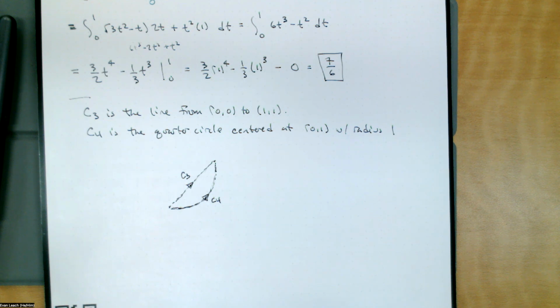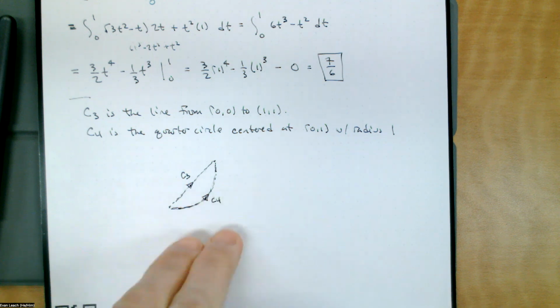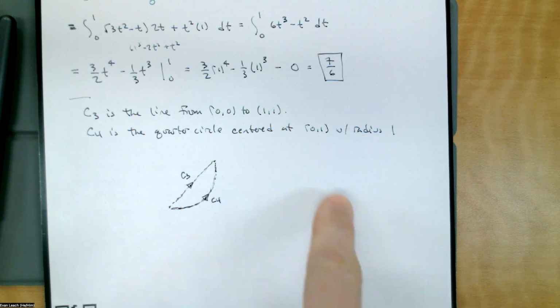Any questions? Comments? All right, so I want you to parameterize these two curves and then calculate those line integrals. I moved the center of the circle to 0, 1. So unless you want to shift the entire vector field 1 unit down, just figure out how to move your parameterization up 1 unit.